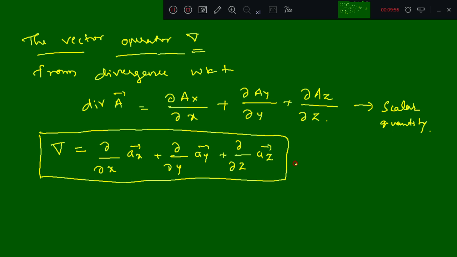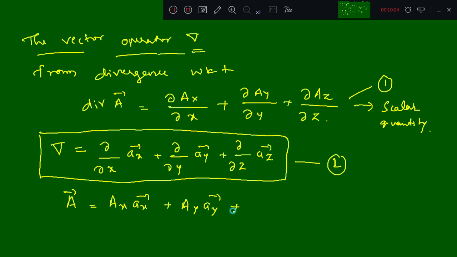So this you can give as equation number 2, and this, let it be equation number 1. Then the vector A is defined as Ax in the direction of x, plus Ay in the direction of y, plus Az in the direction of z. This you give as equation number 3.